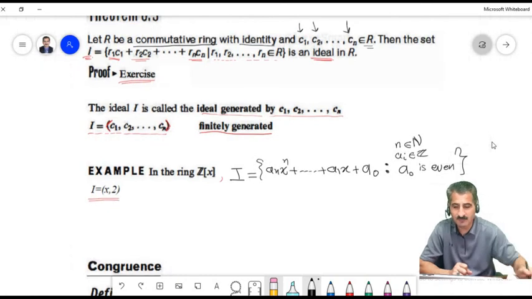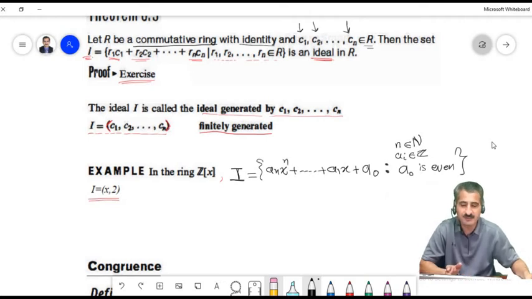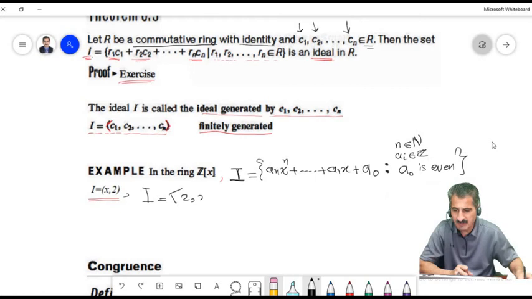The set of all polynomials whose coefficients are integers and the constant term is even, we can write it this way. And now we claim that I is generated by 2 and by x. I believe I will leave that for you. Actually, I will give a sketch for that.